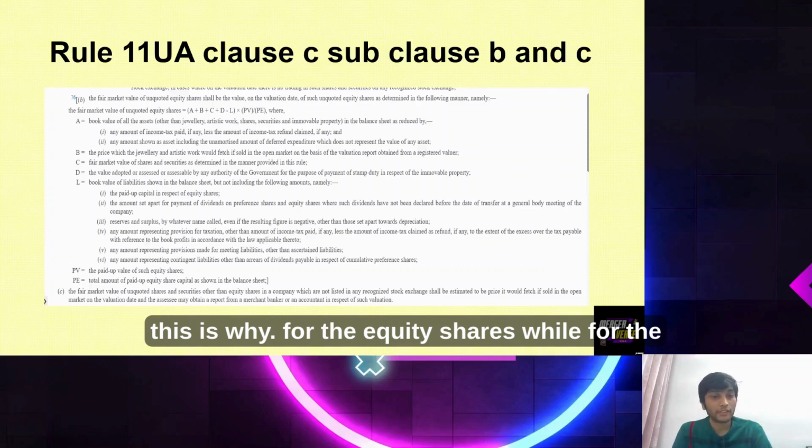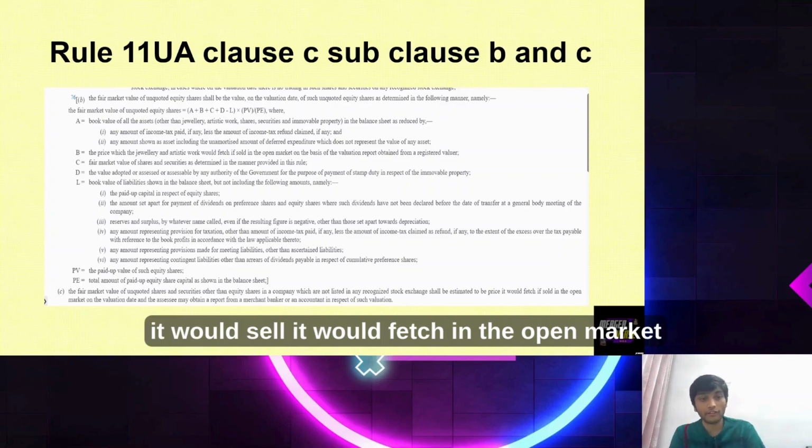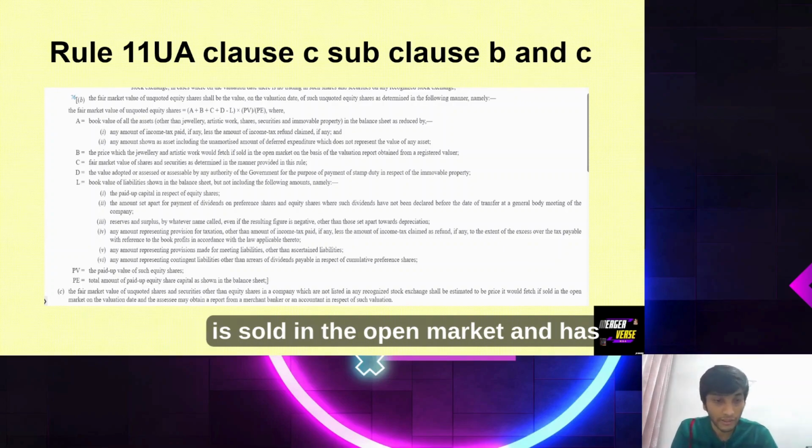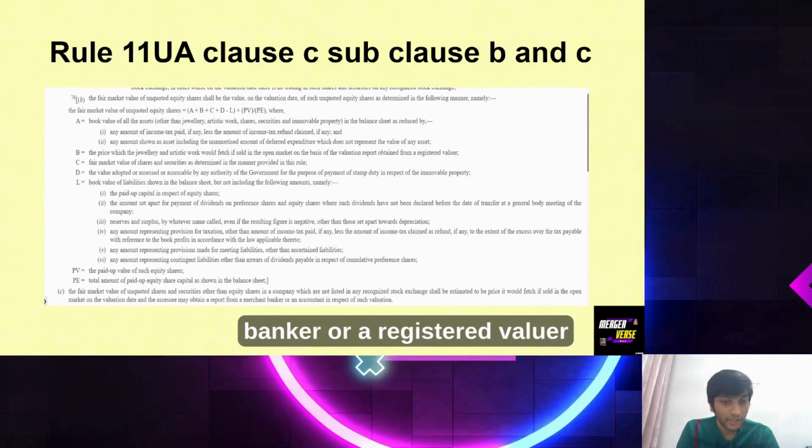So this is for the equity shares, while for the CCPS or preference shares, the method is whatever it would fetch if sold in the open market, and this has to be done by a registered valuer or merchant banker. So for a preference share, we'll need to get a valuation report from a merchant banker or a registered valuer.